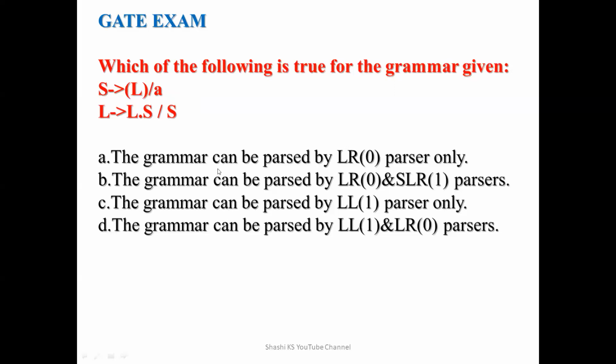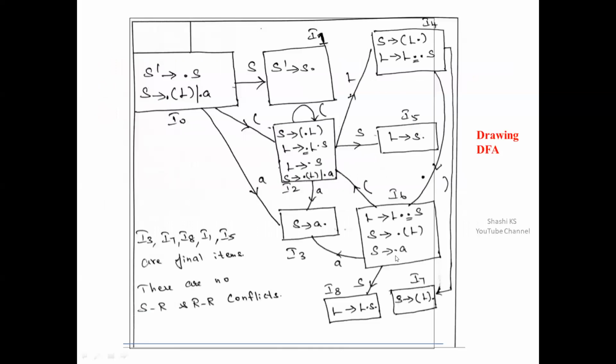Now coming back to options A and B, it should be either LR0 or both LR0 and SLR1. For that, you need to draw the DFA containing the canonical collection of LR0 items. This is our DFA, which contains the canonical collection of LR0 items. We first start with the state I0 with the augmented production, S dash derives dot S.